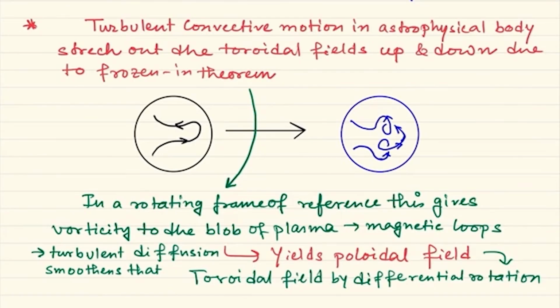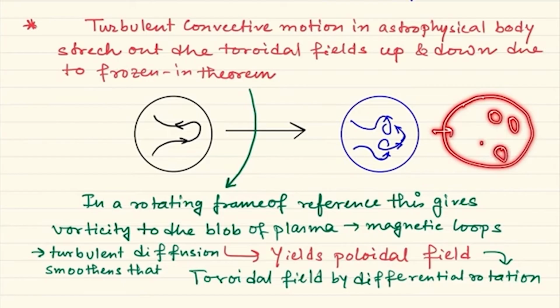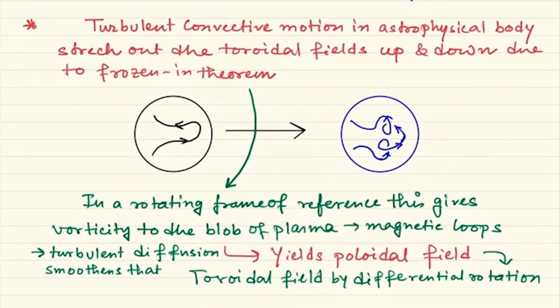Now once the vorticity is given, then magnetic loops are formed. So the story is very complicated, it is just schematically said over here, and these magnetic loops get smoothed by the turbulent diffusion, which you already have learned. So when turbulent diffusion smoothens that, finally you can have small magnetic loops, and very interestingly, it can be seen that all the magnetic loops in both the hemispheres are of the same sense. That's very, very interesting.